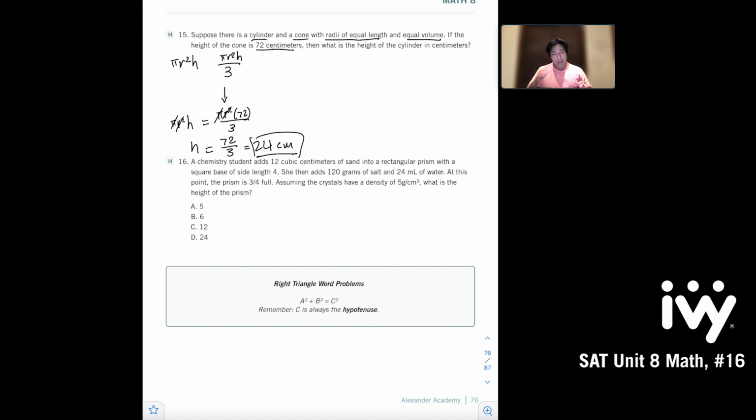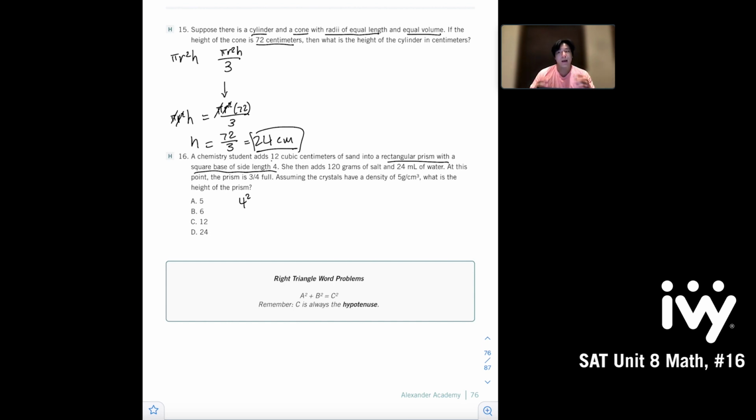So this one's got a lot of moving parts, but let's make an equation where we bring all of our information together. So first, what is the volume of our total solution that we were working with here? We know that it's a rectangular prism with a square base of side length 4. So that means our base is 4 squared times our height, h, we'll call it. However, remember, we're only 3/4 full. So let's call it 3/4 h. So that's our total volume of our solution.